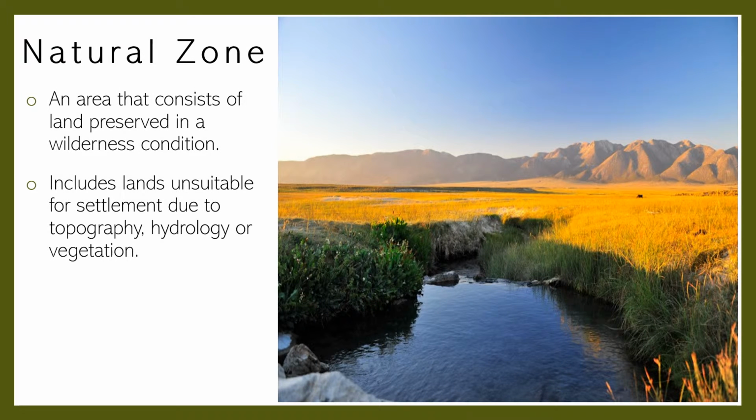We will start with the natural zone. The natural zone is an area that consists of land remained in a wilderness condition. It includes lands unsuitable for settlement due to topography, hydrology, or vegetation. Development is restricted and natural landscape is preserved. Some examples are forest areas, open fields, and underdeveloped land.